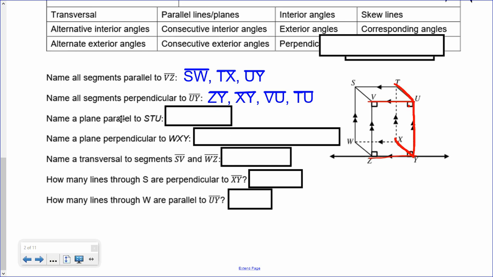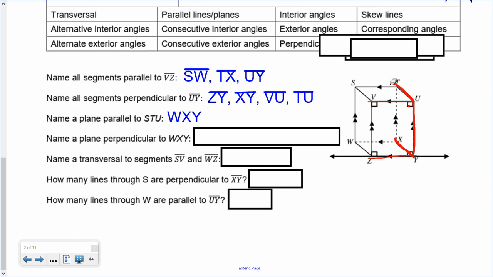This next one says name a plane that's parallel to STU. STU is right here. It's the top of the box. I want a plane that's parallel to that. The only side that's parallel to the top is going to be the bottom. Okay? So the two planes here, the top and the bottom, are parallel. So you're just going to go ahead and name the bottom plane. You can use whatever letters you want.